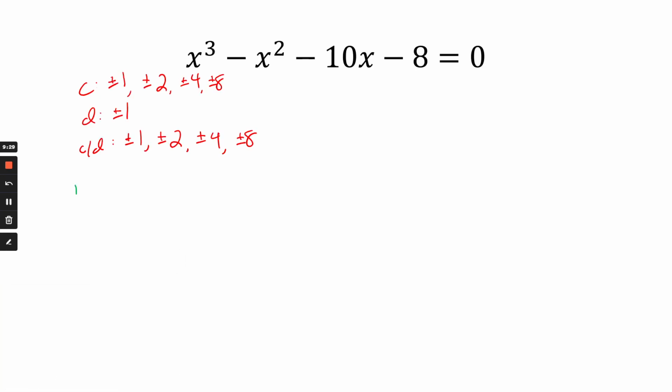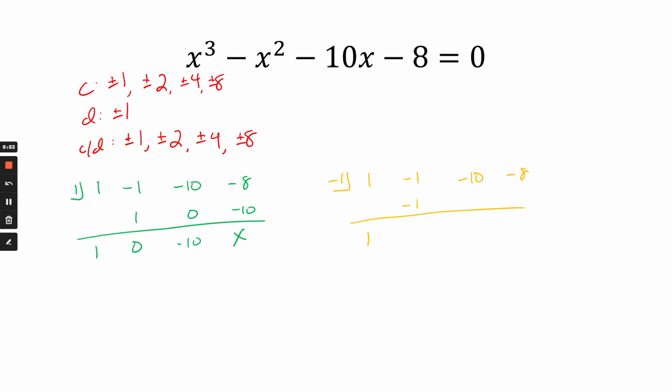Let's try synthetic division. Let's start with 1. There's no rhyme or reason to starting with 1. That's usually just what I do. All right, I can see right there that's not going to work. So 1's not going to work. Let's try negative 1. There we go. Negative 1 works. Negative 1's an answer.